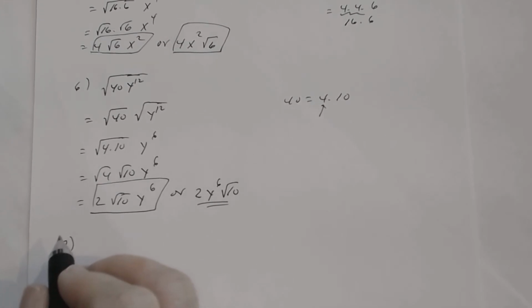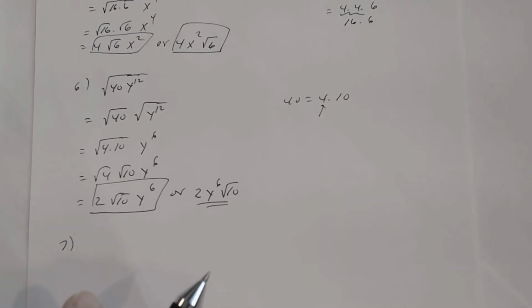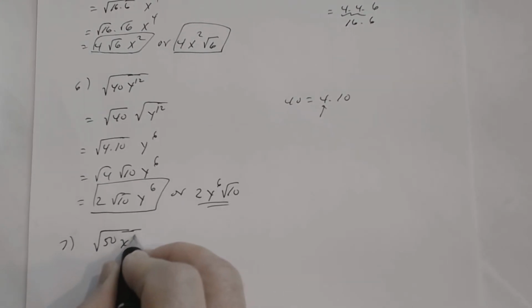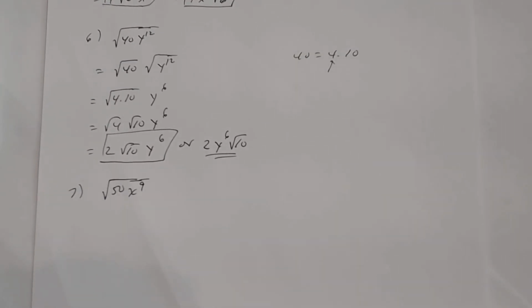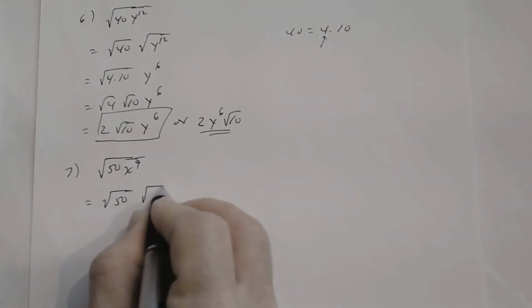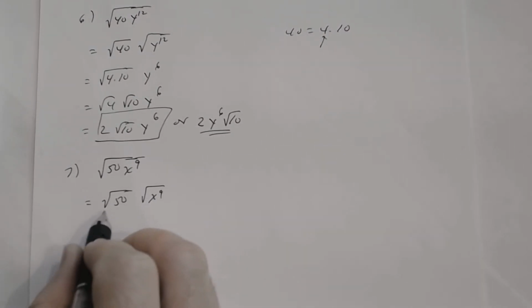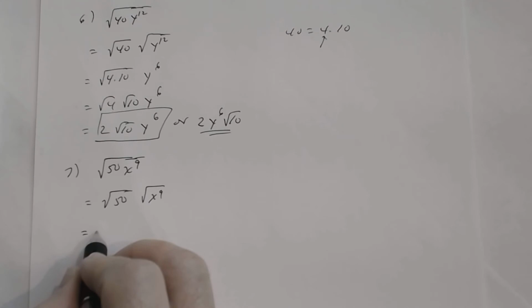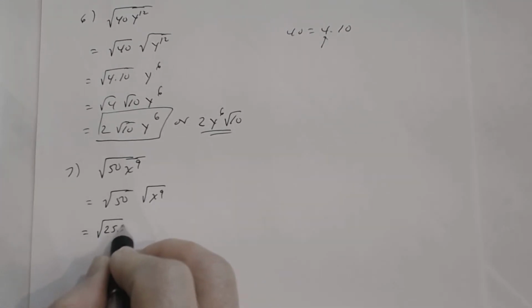Number 7. Let's suppose we have the square root of, let's say, 50 x to the ninth. The square root of 50 x to the ninth. Okay? So using the product rule, I get the square root of 50 times the square root of x to the ninth. And so 50 is not a perfect square, but is there a perfect square that goes into 50 besides 1? Yeah, 25. So I know I can rewrite this as the square root of 25 times 2, right?